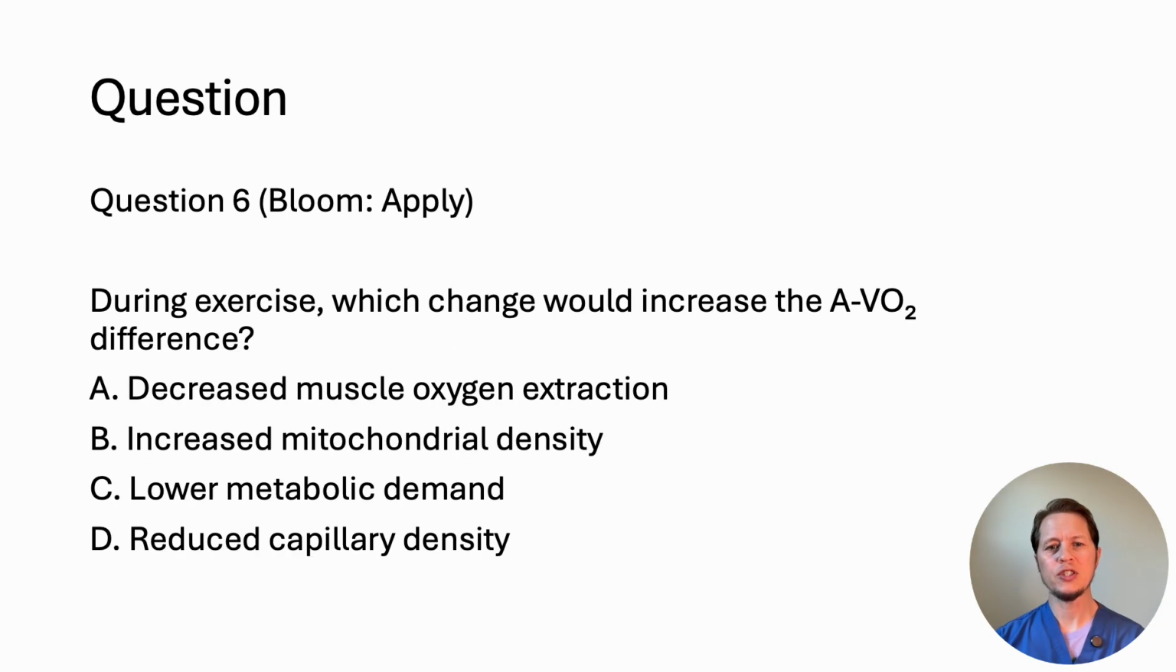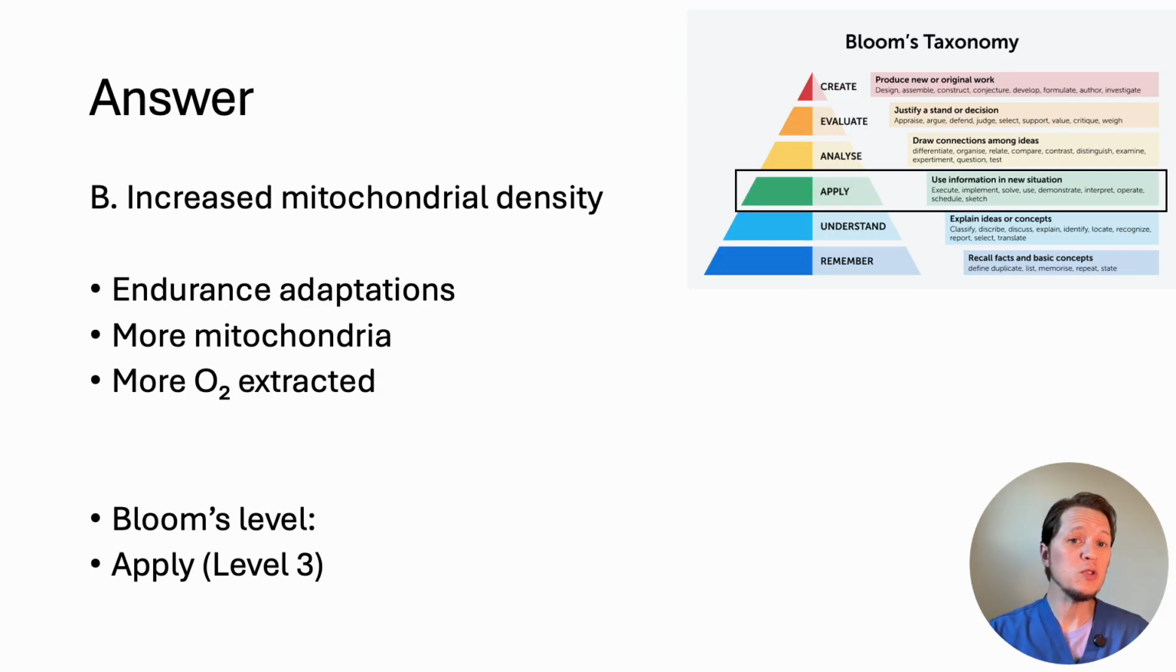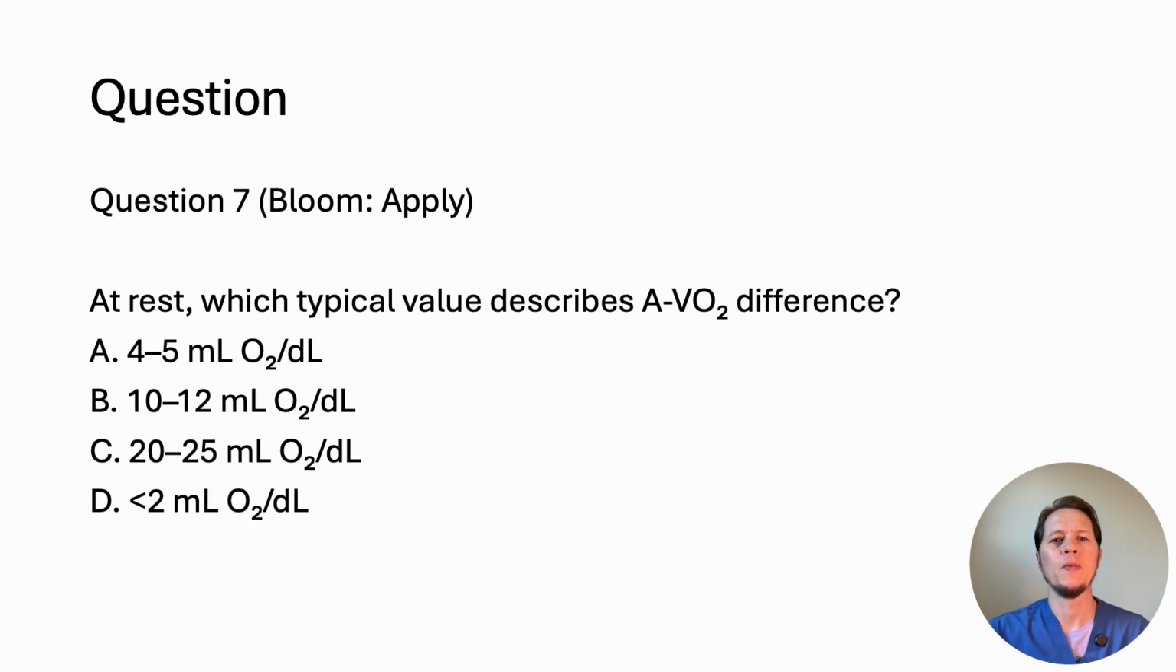All right, question 6, we're moving right along. During exercise, which change would increase the A-VO₂ difference? Is it A, decreased muscle oxygen extraction, B, increased mitochondrial density, C, lower metabolic demand, or D, reduced capillary density? And this one's B. The more mitochondria that you have allow your muscle to extract more oxygen, which widens that A-VO₂ difference. Fairly straightforward, but you have to apply the knowledge that you've learned in order to answer this question.